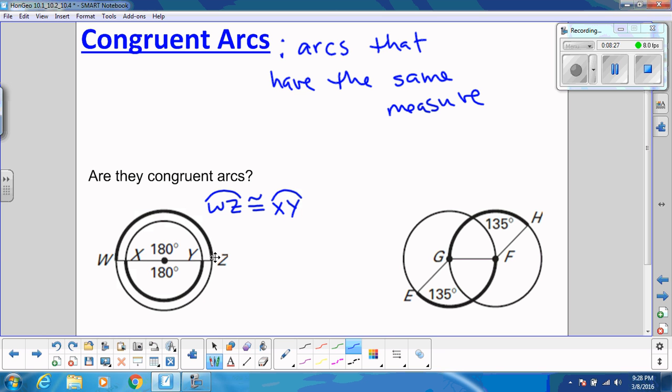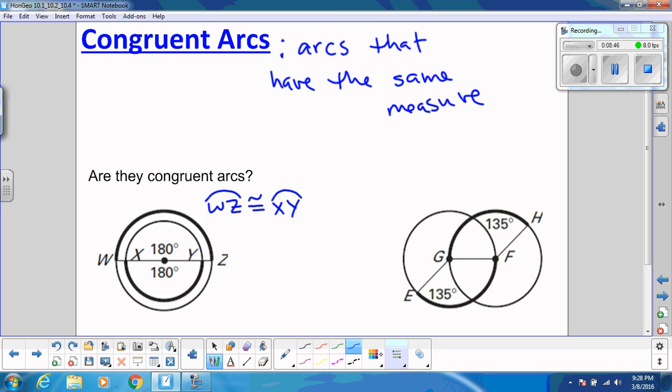Notice that I'm not worried about the length of those arcs. We'll talk about arc length later in the unit, but I'm not talking about the distance. Like if you had to walk around the edge of this circle, those would be different lengths that you walked. I'm not talking about that. I'm only talking about the degrees, the opening of the arc.